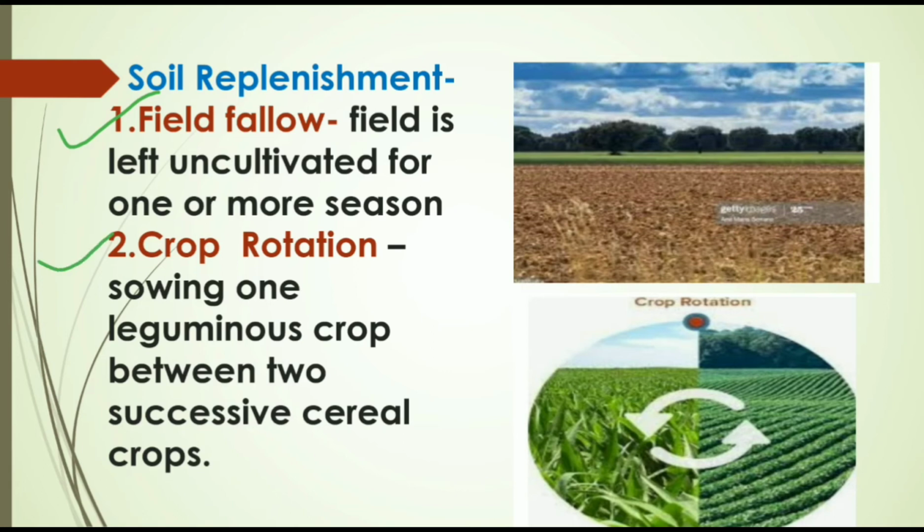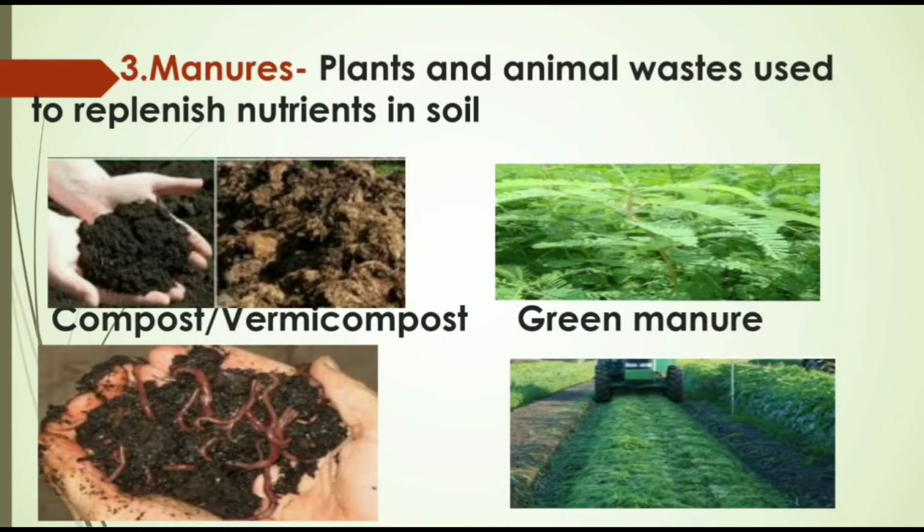The second one is the crop rotation. As the name suggests, rotation means growing one crop after another in a pre-planned succession. Because some crops like wheat and rice use lots of nitrogen of the soil. So nitrogen thus lost can easily be replenished in the soil by growing one leguminous crop between two successive cereal crops. This is known as crop rotation.